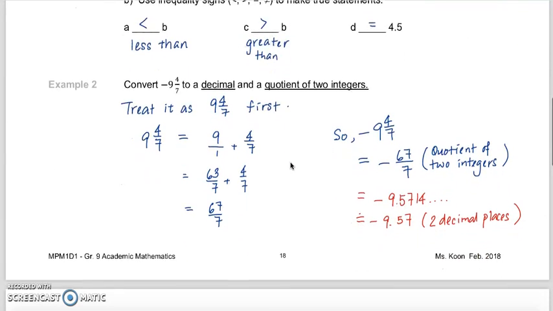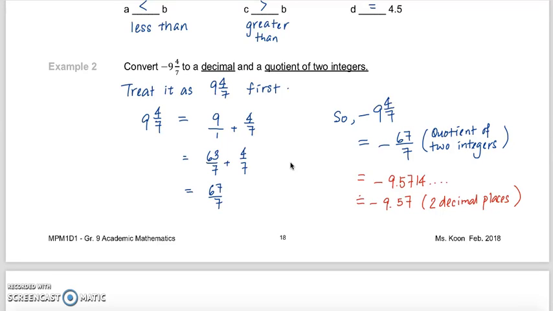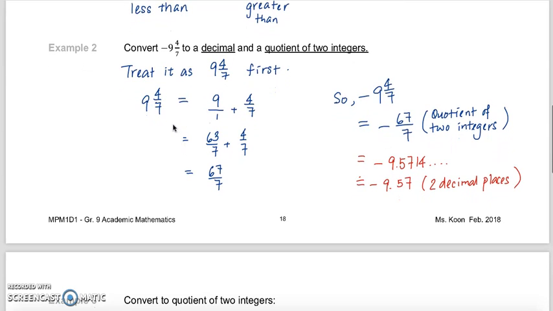We will also look at how we can convert rational numbers or mixed fractions into a decimal and quotient of two integers. So when you see a negative mixed fraction, don't be afraid. You can ignore the negative sign for now and treat this fraction as 9 and 4/7. And we learned in earlier classes that 9 and 4/7 technically is 9 wholes. Each whole is divided into 7 parts. So when I convert 9/1 into a fraction out of 7, you multiply 9 by 7. So 63 out of 7.